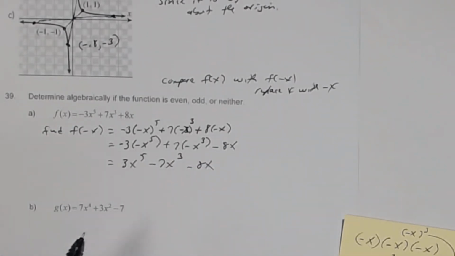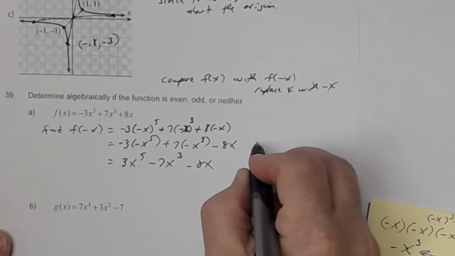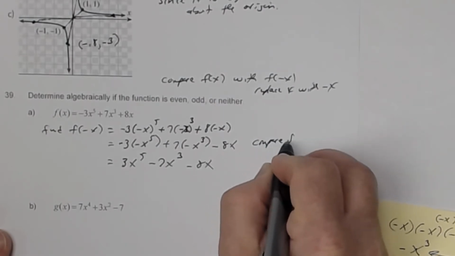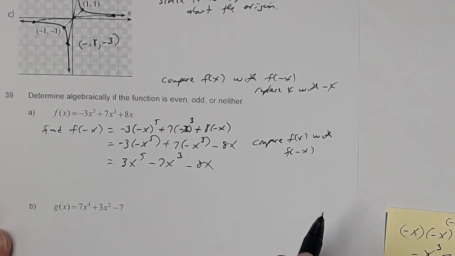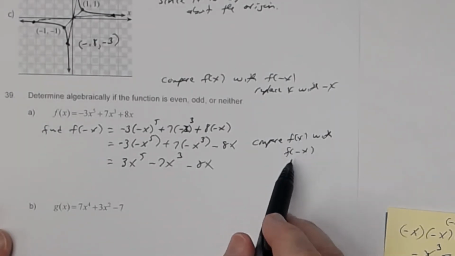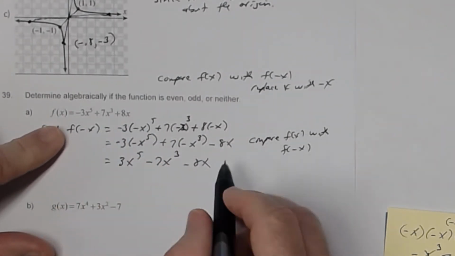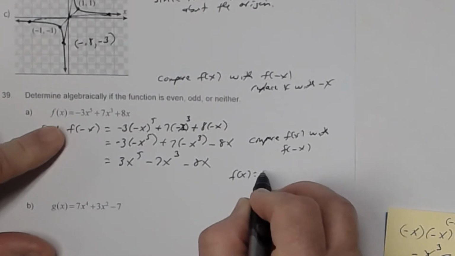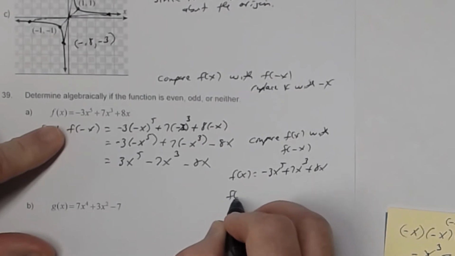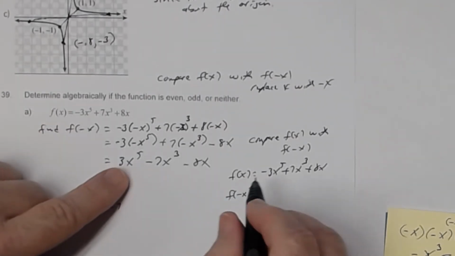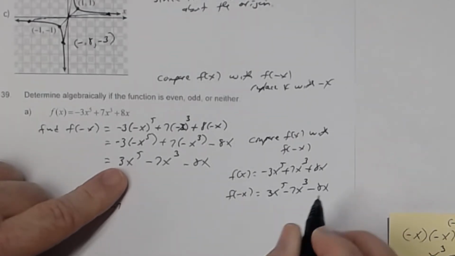All right, now I want you to compare f of x with f of negative x. So here's f of x: negative 3x to the fifth plus 7x cubed plus 8x. And then here's f of negative x. And f of negative x is 3x to the fifth minus 7x cubed minus 8x.